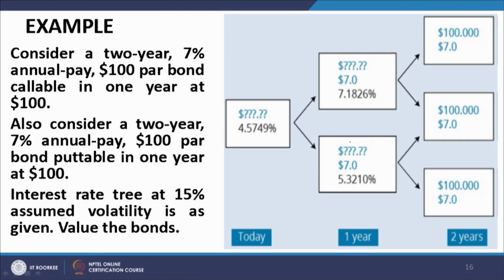We now illustrate both the call rule and the put rule by an example. Let us consider this example, part of which we have done earlier. Consider a 2-year 7% annual pay $100 par bond callable in 1 year at 100. Also consider a 2-year 7% annual pay $100 par bond, that is the same bond, but in this case instead of the call option it has a put option embedded in it, also exercisable at the strike price of 100. The interest rate tree at 15% assumed volatility is given in the right hand side panel. We need to ascribe a value to the bonds. Let us see the solution now.